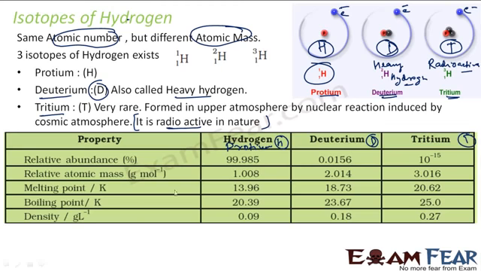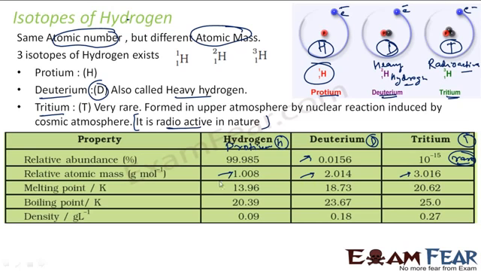Comparing the properties, the most abundant is protium, 99.99% of hydrogen. Then you have very little deuterium, and a very rare occurrence of tritium, which is radioactive. The atomic mass is almost 1 for protium, almost 2 for deuterium, and 3 for tritium, because you're adding one neutron each.